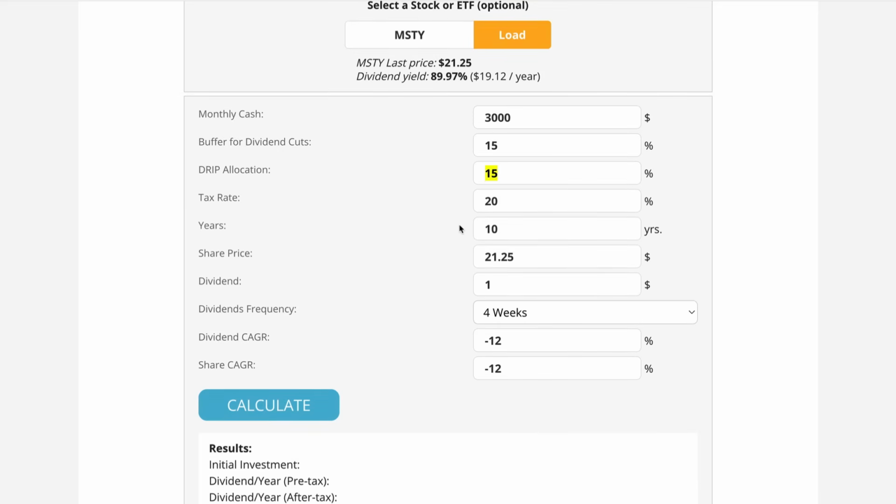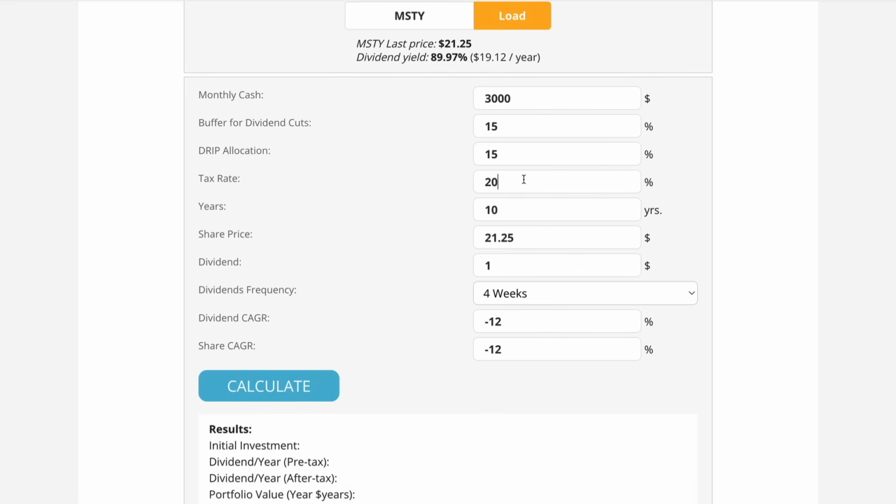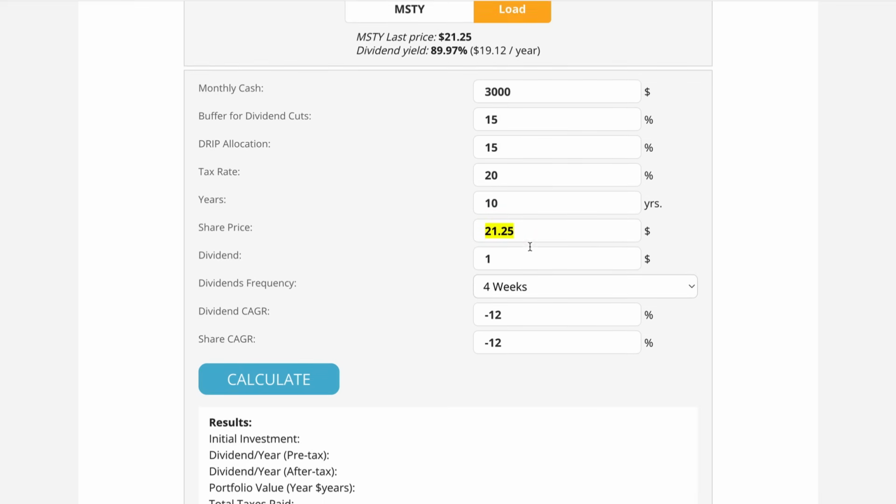to dripping. Okay, and so we have a tax rate. And by the way, you can also increase this. Let's say you do it on a margin, and we'll do this a little bit later. But let's say your tax rate is 20%. All right, and we're going to project this out to 10 years. The rest of it is from the database. So the current price, and then we set the dividend and the CAGRs.